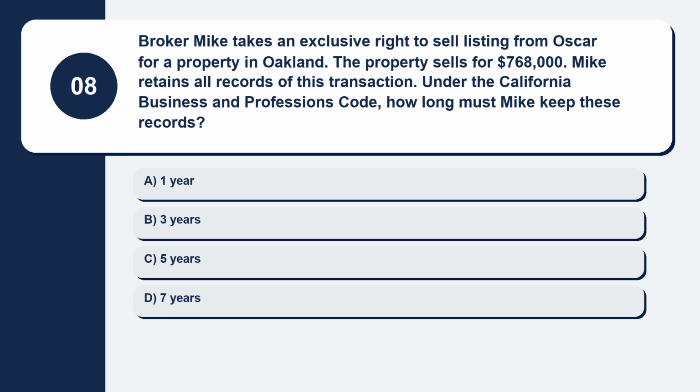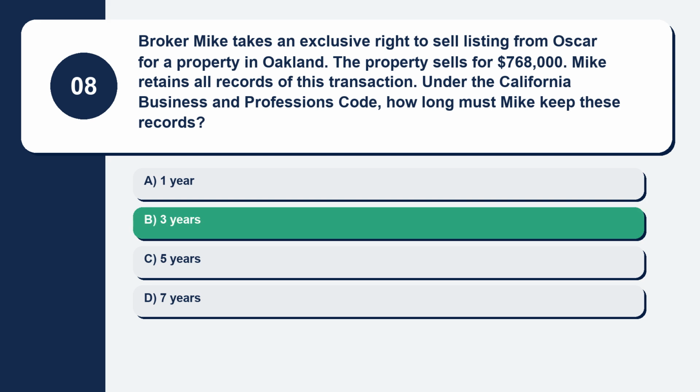Question 8. Broker Mike takes an exclusive right to sell listing from Oscar for a property in Oakland. The property sells for $768,000. Mike retains all records of this transaction. Under the California Business and Professions Code, how long must Mike keep these records? Here are your options. Option A, 1 year. Option B, 3 years. Option C, 5 years. Option D, 7 years. The correct answer is option B, 3 years.